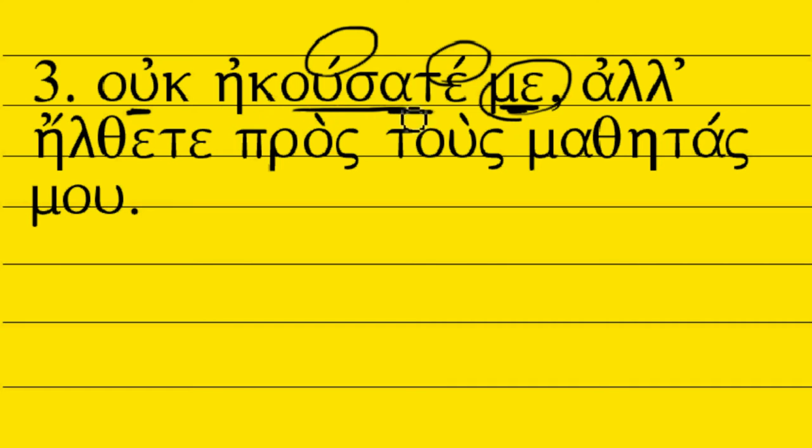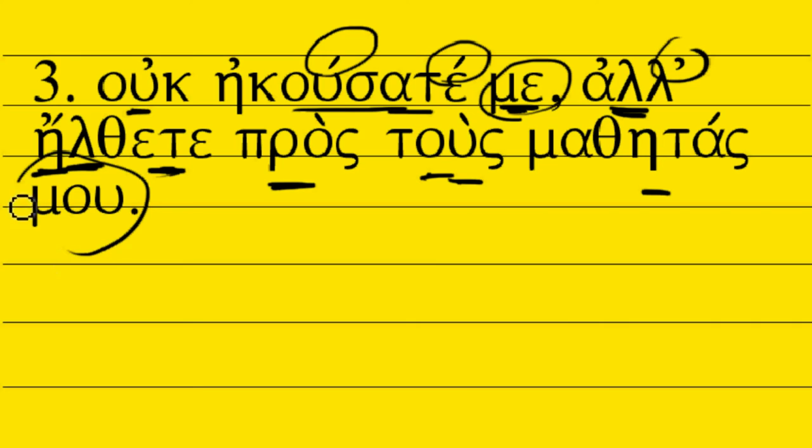So you did not hear me, but we'll contract it here because it's preceding a word that begins with a vowel. But you came. Again, this is a second aorist, so it has the second aorist stem with what would otherwise be the imperfect ending. But you came, pros takes the accusative, tous, the, mathētas, disciples of me. And once again, we have mou, which is enclitic, so we don't change that acute accent to a grave, so it's going to be tous mathētas mou, the disciples of me.